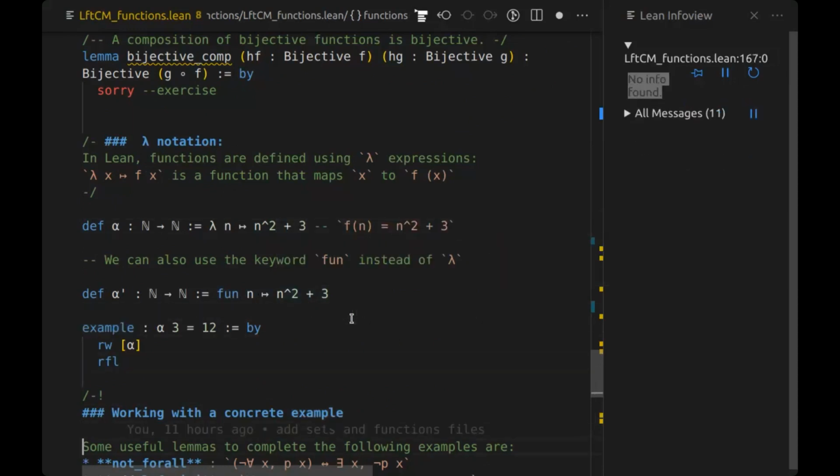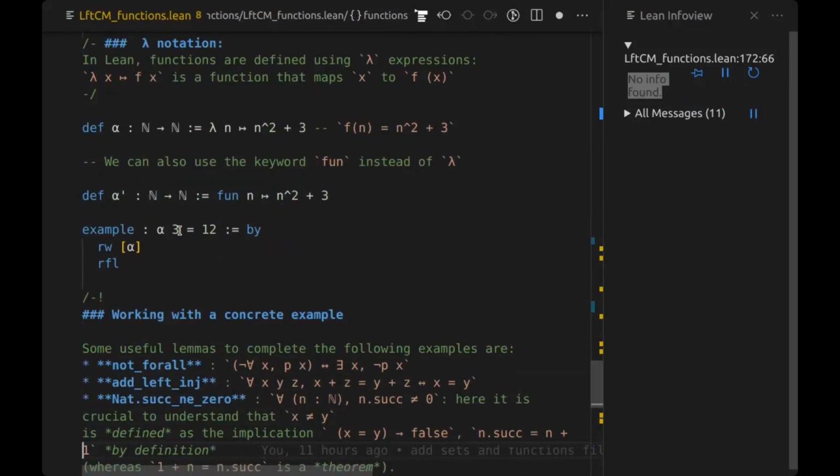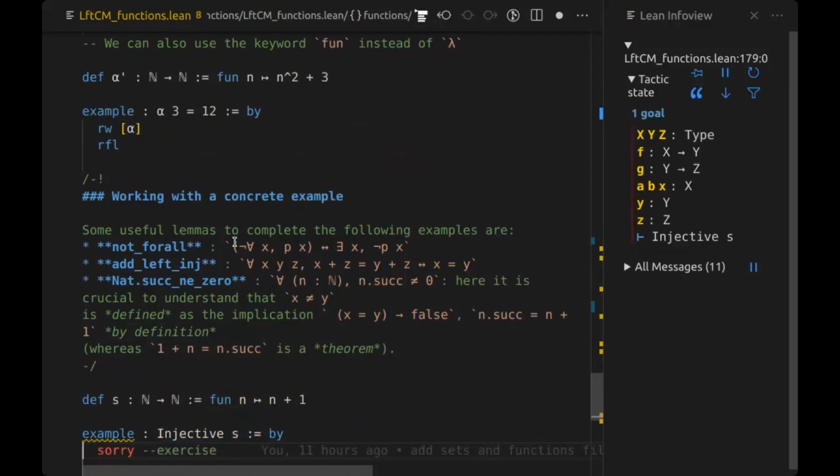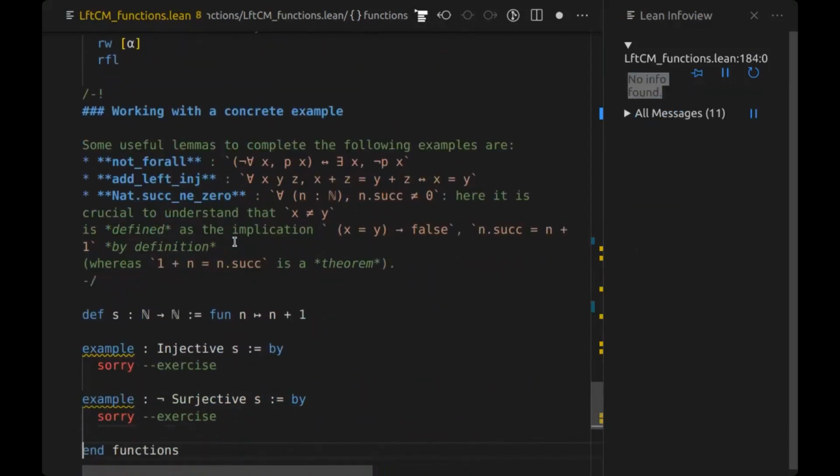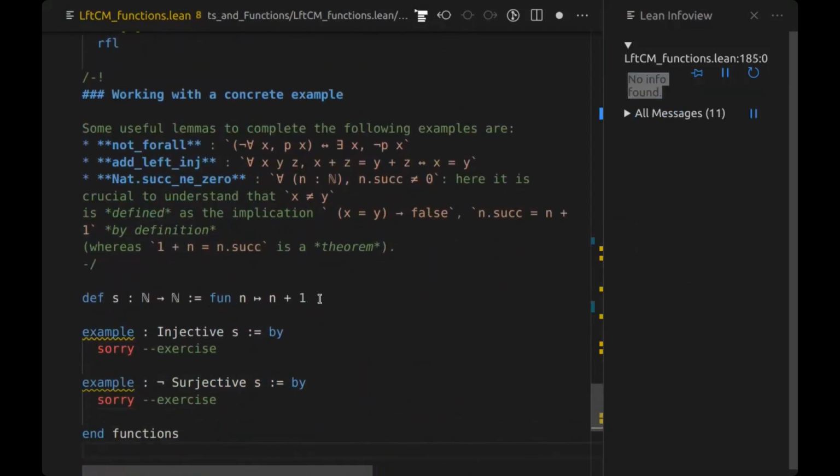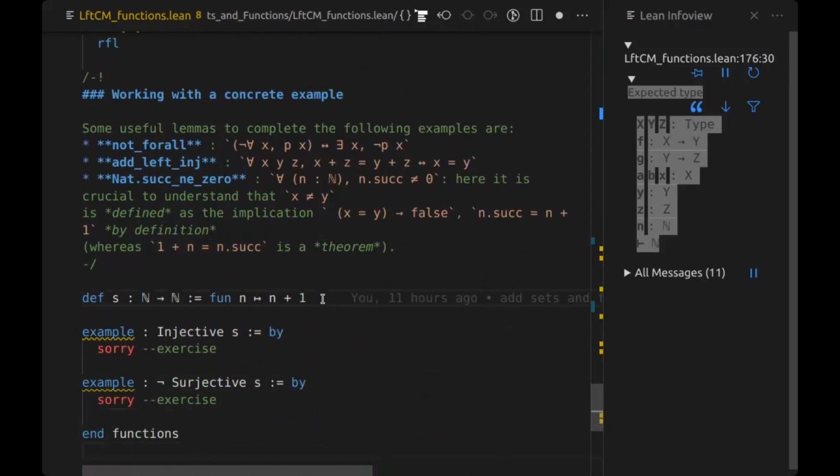Okay, now, for example, if I apply this function alpha to the value of 3, then this is going to be equal to 12, just by the way that I defined this function. And yeah, if you want to practice with some other concrete function, I define here the successor function, so the function that sends a natural number n to n plus 1. And I asked you to prove that this function is injective, but it is not surjective. Okay?